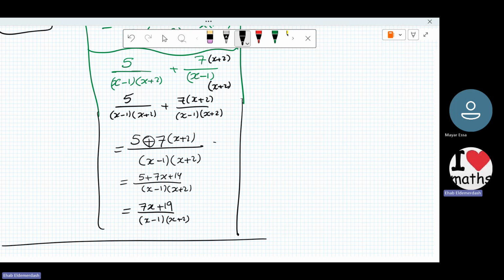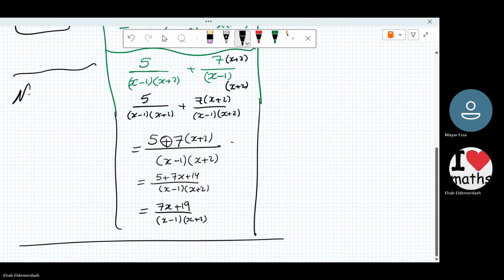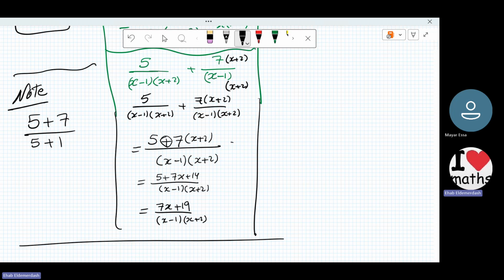Here I have (5 plus 7) over (5 plus 1). Do you think that I can cancel the 5 and the 5? If I cancel the 5 with the 5, what will be the answer? 7 over 1, so 7. That means we have made new mathematics.